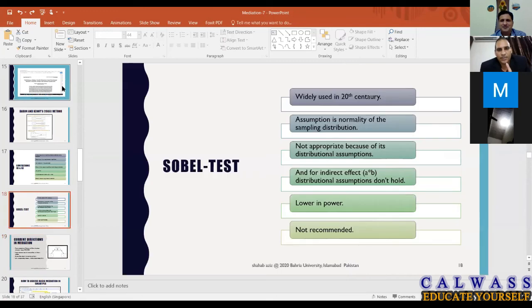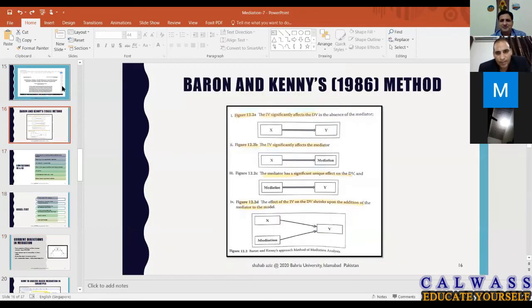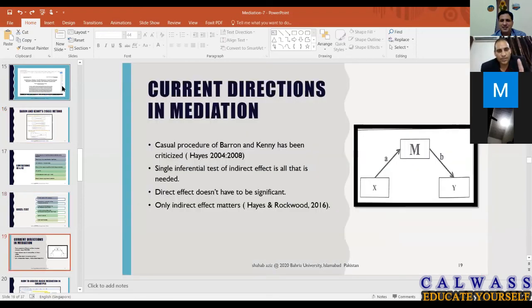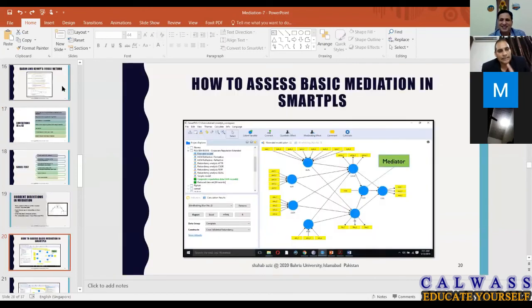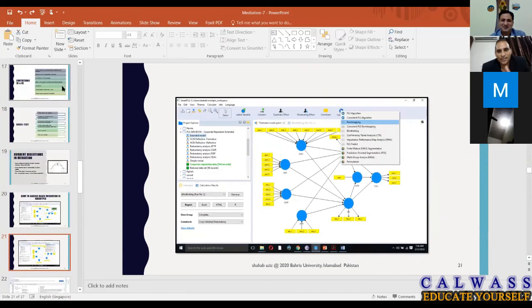For B and K, you need to have three hypotheses to check the mediation, the three assumptions. IV significantly affects DV, IV significantly affects mediator, mediator significantly affects DV. So the B and K approach has three steps, but that does not exist anymore. You don't need to check three hypotheses for mediation. You can simply check one hypothesis through the indirect effect. That's the latest.